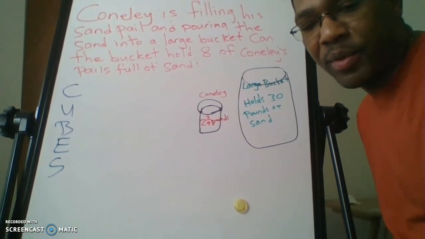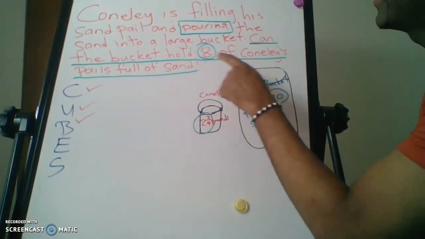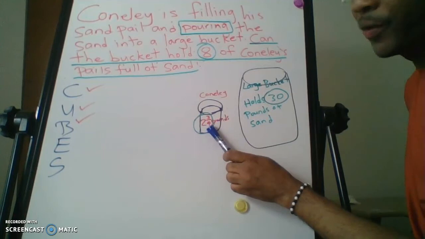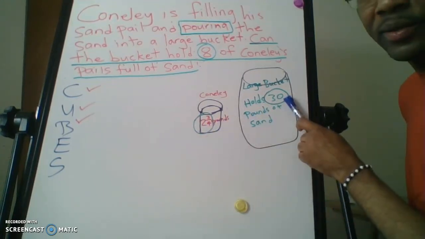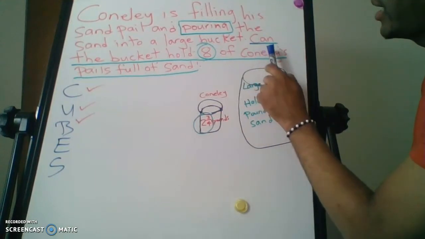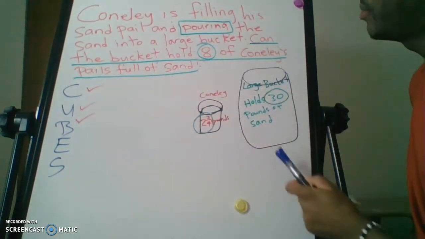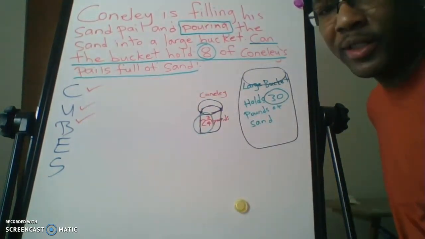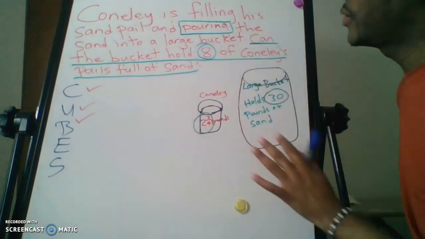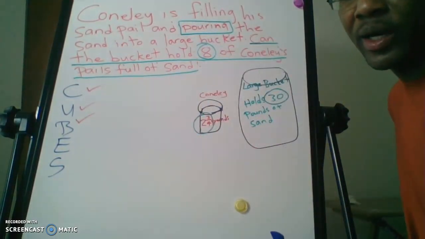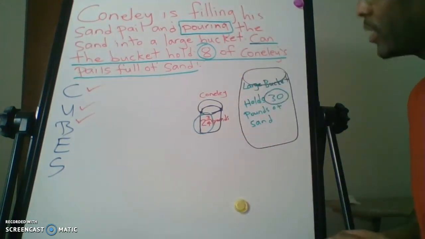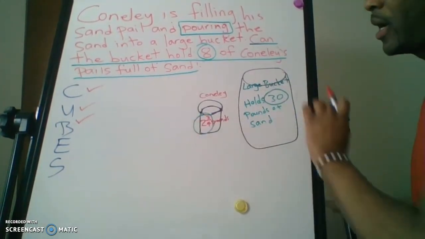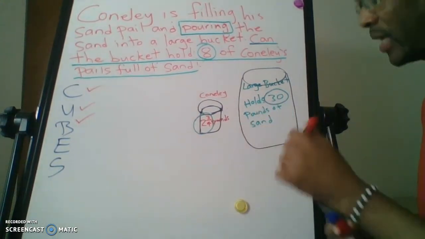To save time, I'm going to pause this. Now, as you can see, I have circled my key numbers, 8, 2¾ pounds, and 30 pounds. Now, I underlined my question. Can the bucket hold 8 of Conley's pails full of sand? And I boxed my key math word. It is really difficult to get a key math word here, but I use the word pouring, which helps me understand that I am moving sand from Conley's pail into the large bucket.